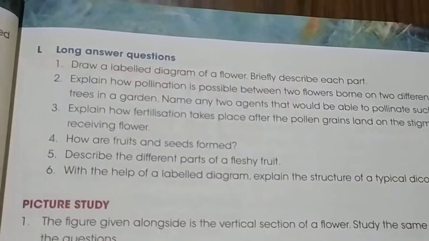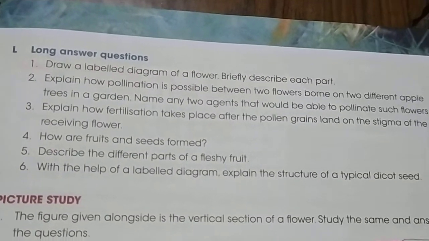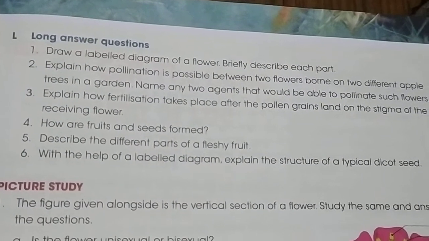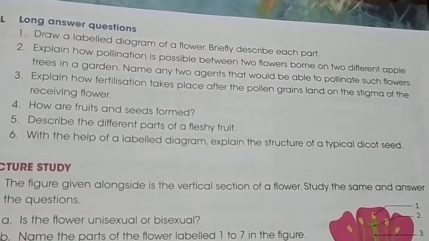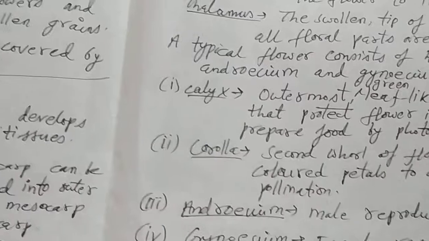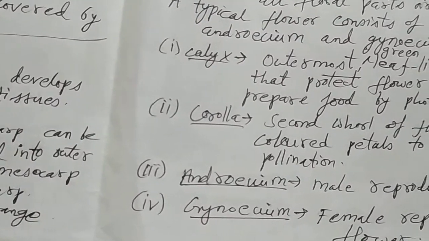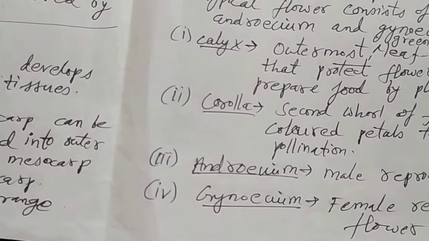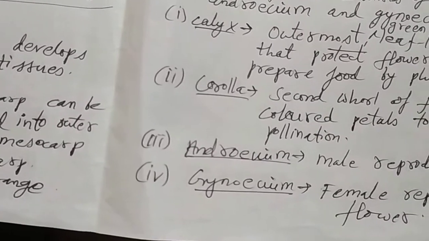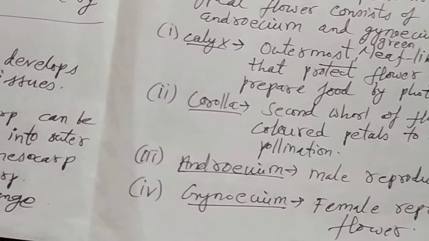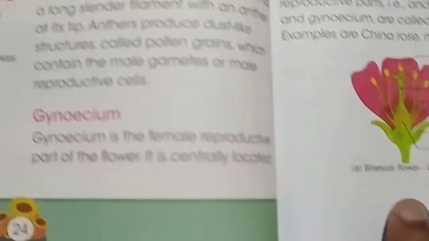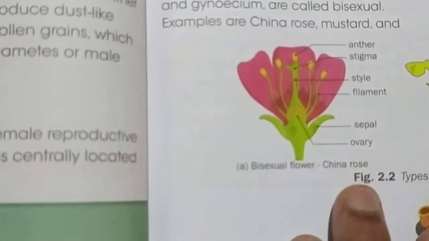There are 6 questions you can see. So one by one, we'll do all the 6 questions and complete the exercises. First one is, draw a labelled diagram of a flower and describe each part. So the diagram which you have to do from the book is this one, the China rose flower.